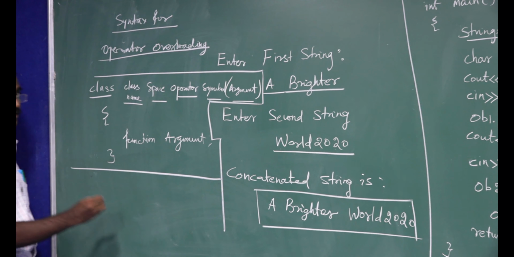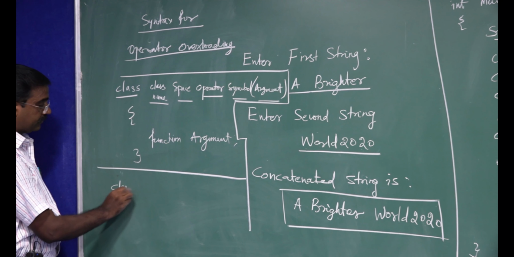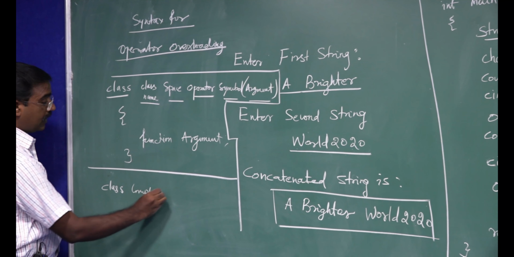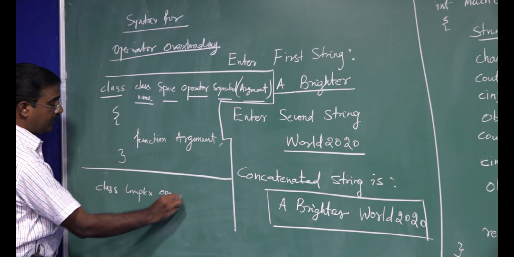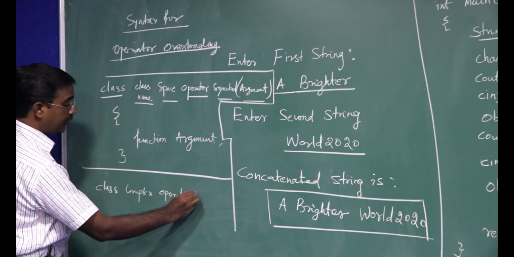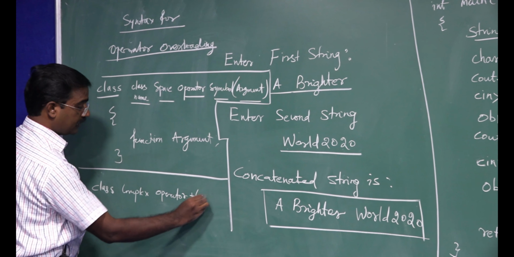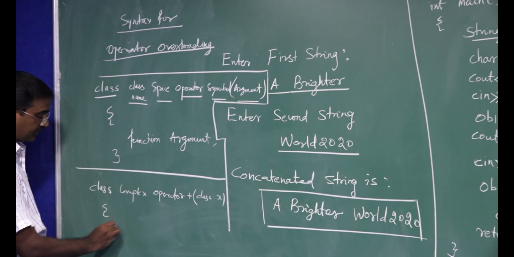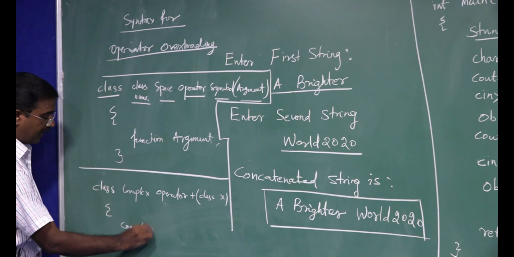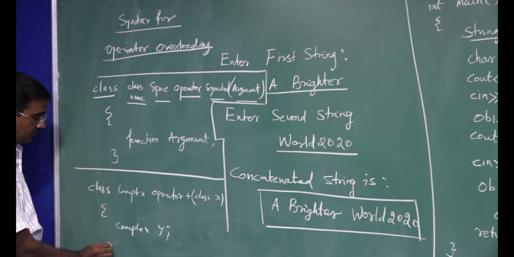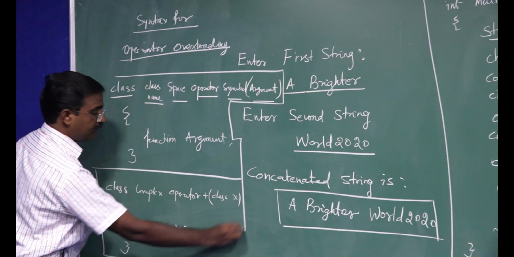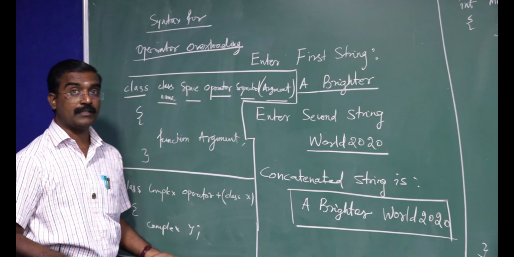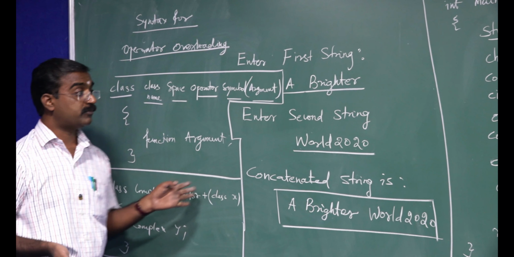Sir, tell a simple example, sir. Here the class name is complex, and then operator, the operator symbol plus, and then complex x, again the open braces, complex y. So that's why this is a relevant example for operator overloading syntax. So I think you can understand this program.